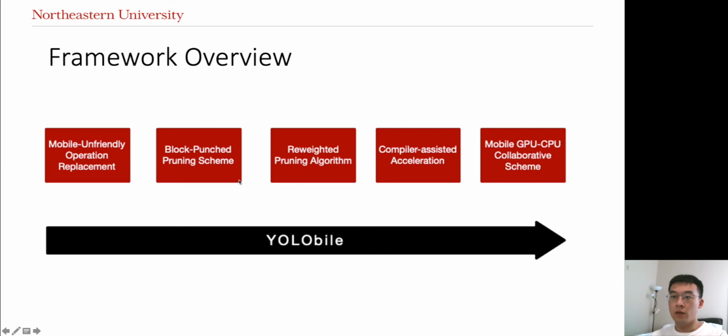Here we propose a compression-compilation co-design framework called YOLObile, and this is an overview of our YOLObile framework. Our framework includes 5 parts: Mobile-Unfriendly operation replacement, block-punched pruning, Reweighted pruning algorithm, compiler-assisted acceleration, and mobile GPU-CPU collaborative computing scheme.